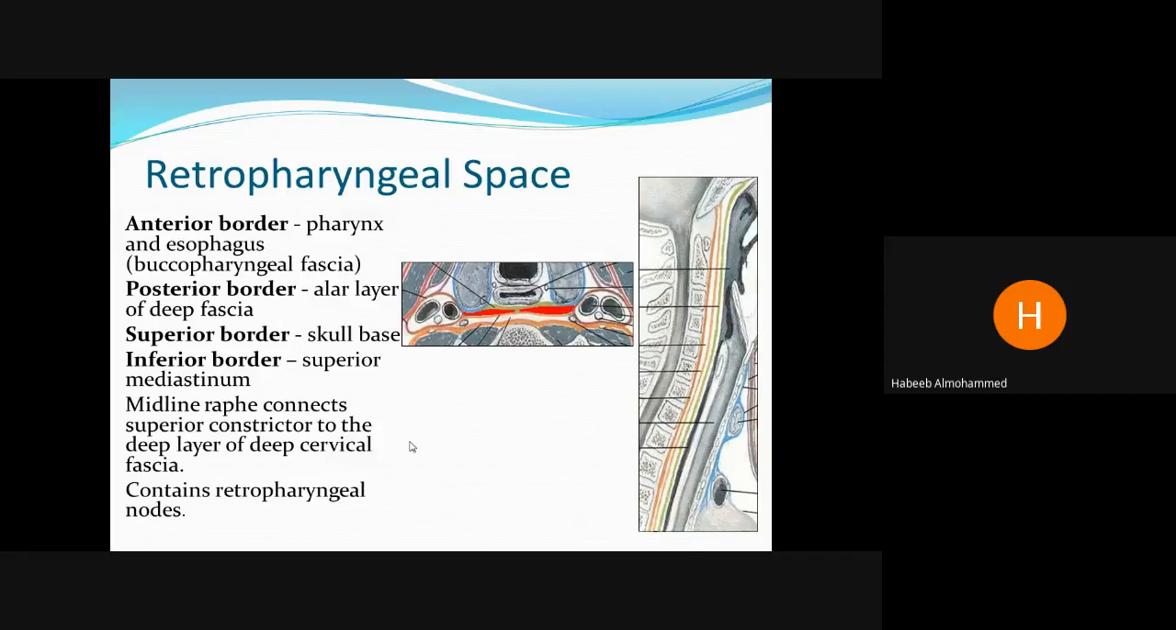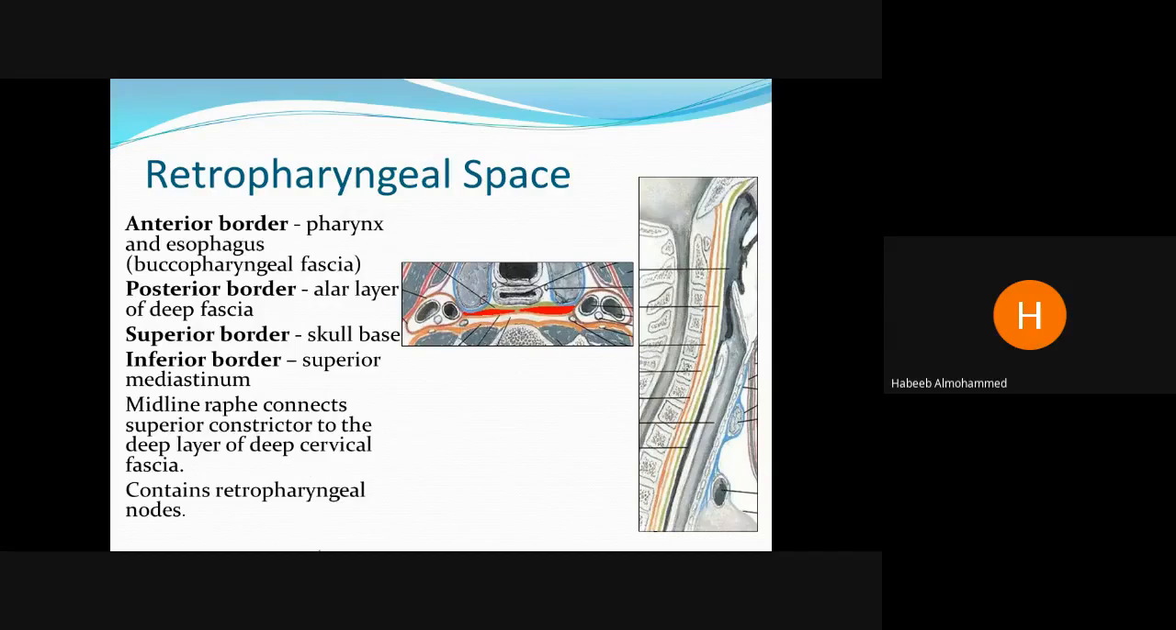Look how long it is: the infection may spread from the base of the skull down to the mediastinum, it can reach the superior mediastinum. A midline raphe connects the superior constrictor to the deep cervical fascia. It divides the retropharyngeal space into two partitions, right and left.